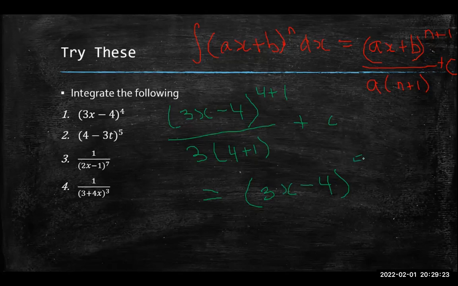4 plus 1 is 5. 5 times 3 is 15. And of course, you can't forget your constant C. So this right here is your answer. That is all you have to do, and you get like a 3 to 4 marks question. It's simple.